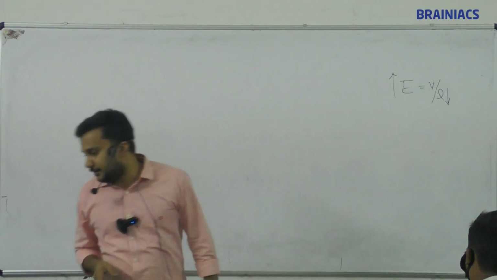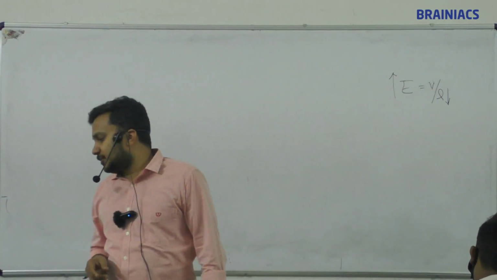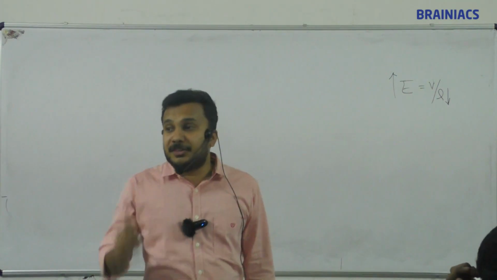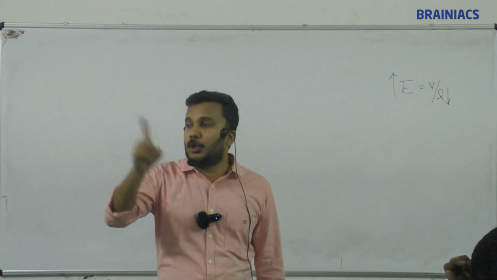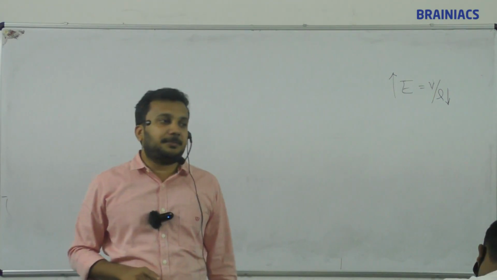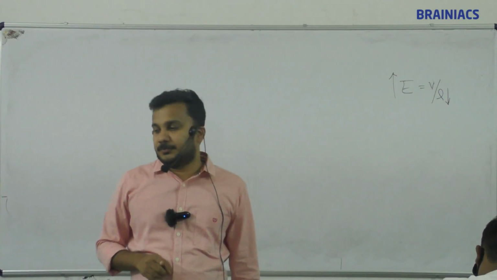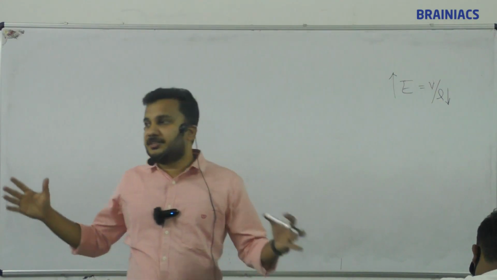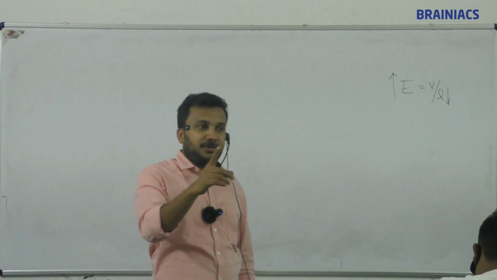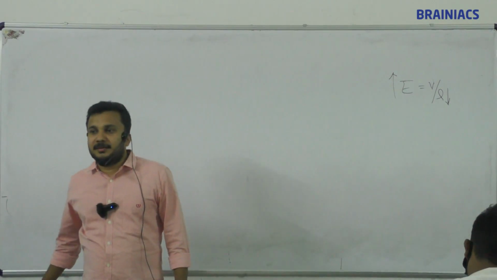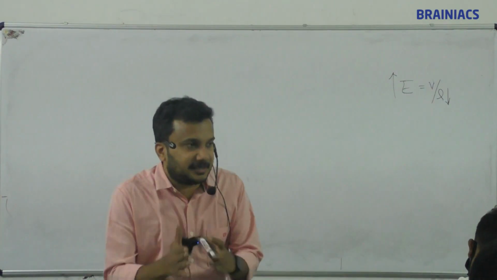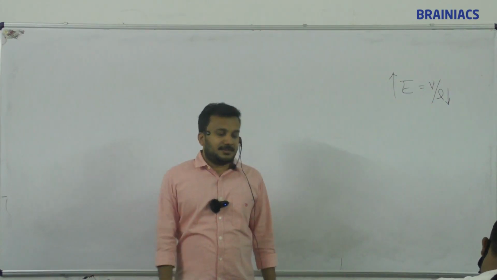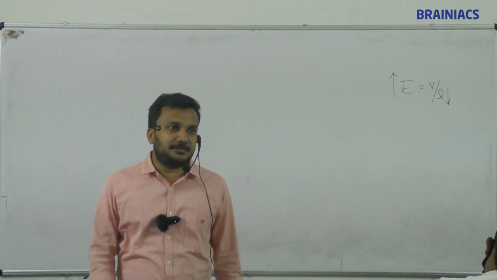So what we have written: the doping concentration of P and N is very high, so the width of the depletion region is very low. This is an important point. When doping is high, the depletion region width becomes smaller. Very important, it will be asked in the exam.